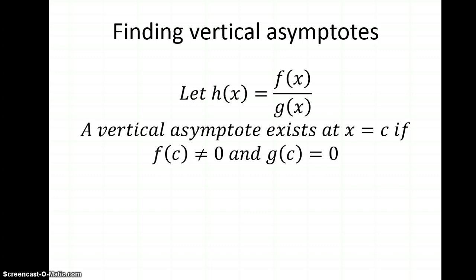So finding vertical asymptotes. Vertical asymptotes are a type of discontinuity. Where do discontinuities occur? We must first determine any domain restrictions. Okay, so we have a rational function. Let h of x be f of x divided by g of x. A vertical asymptote exists at c if f of c is a number that's not equal to 0 and g of c is equal to 0.